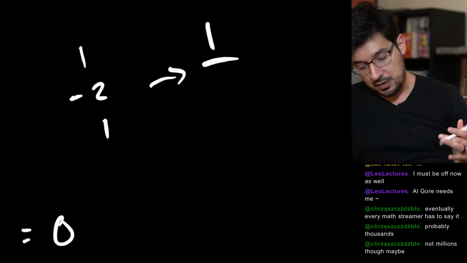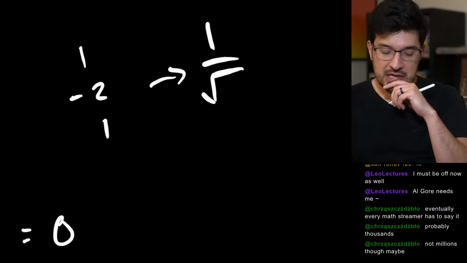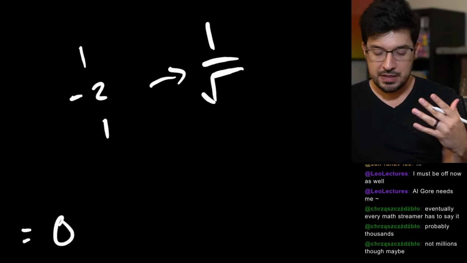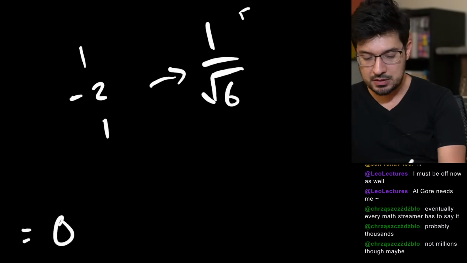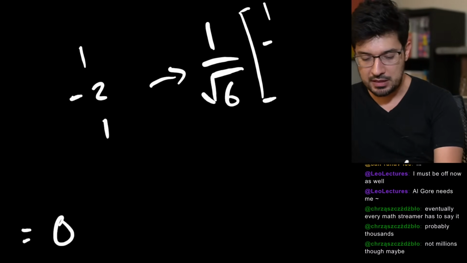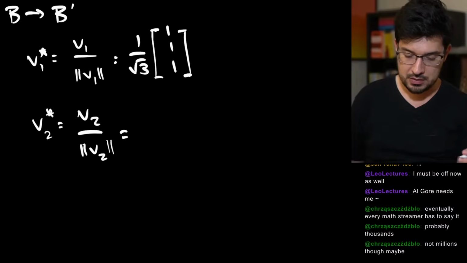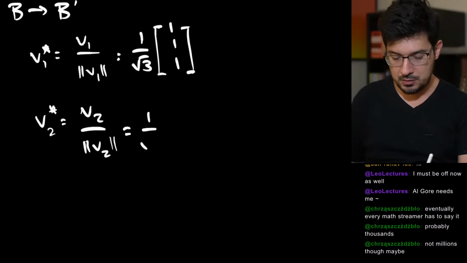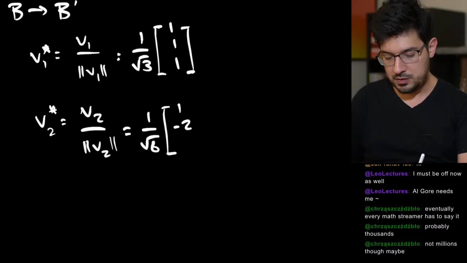So if we scale this, then the dot product of it with itself is 6. So this is 1 over root 6 times 1, negative 2, 1.